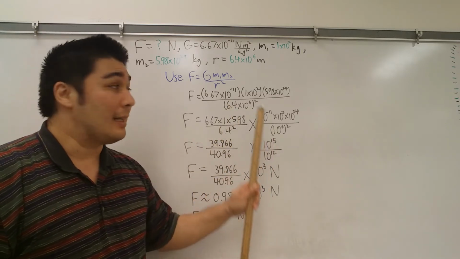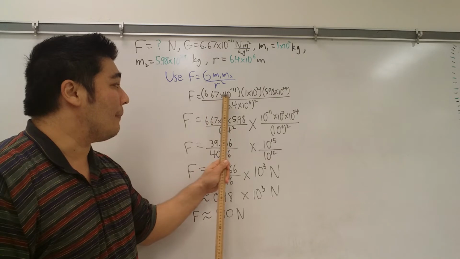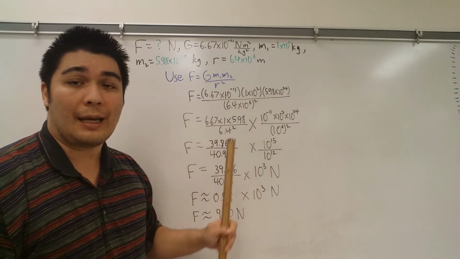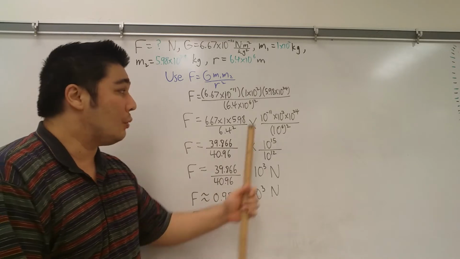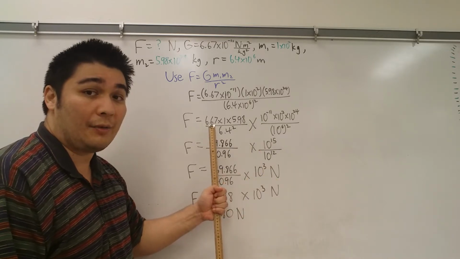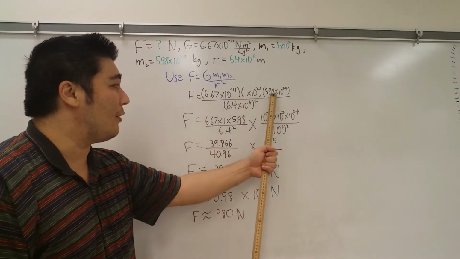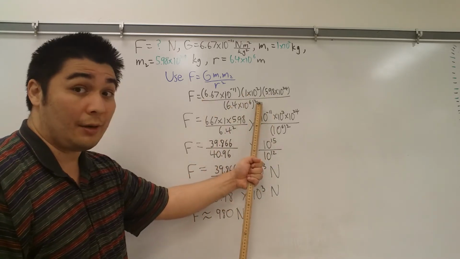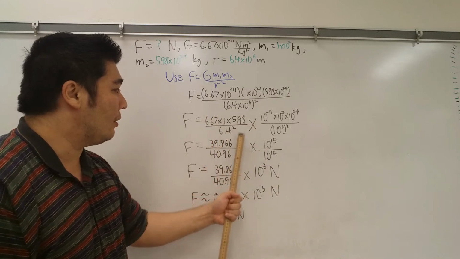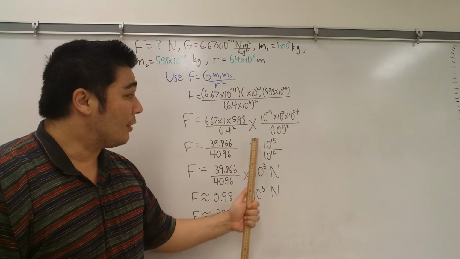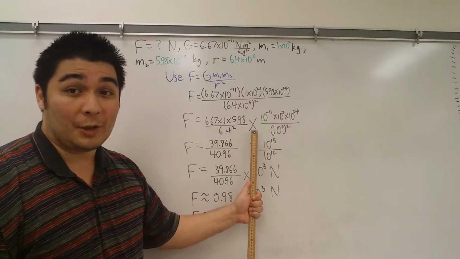What that means is that I take every one of these decimal points, or these whole numbers, and I'm going to put them to the left side of the equation. So my 6.67, my 1, my 5.98, my 6.4 squared, of course, is all relegated to this left fraction over here. Notice I put a very big multiplication sign.